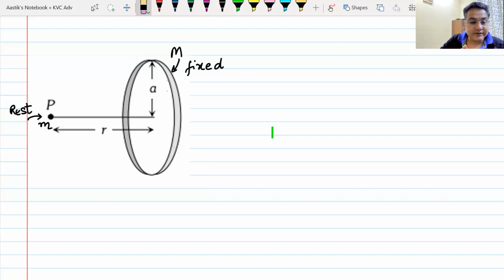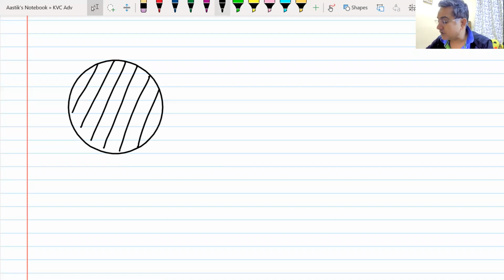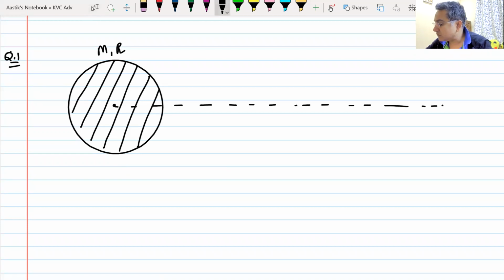So let us say I have this sphere, or you can treat this as Earth. This is a planet of mass M and radius R. There is a small mass kept at infinity at rest. This is an Earth or planet, a big planet. This big planet does not move, it remains at rest. What will happen to that small mass?